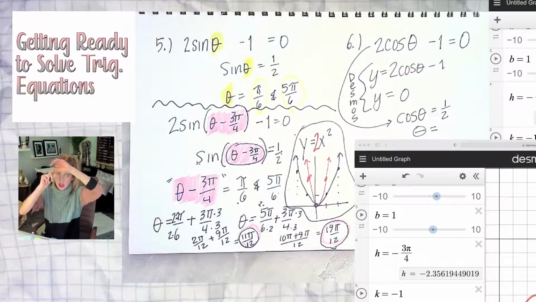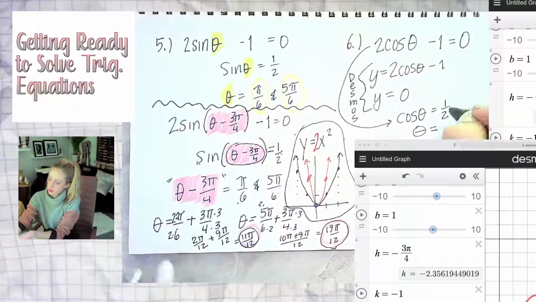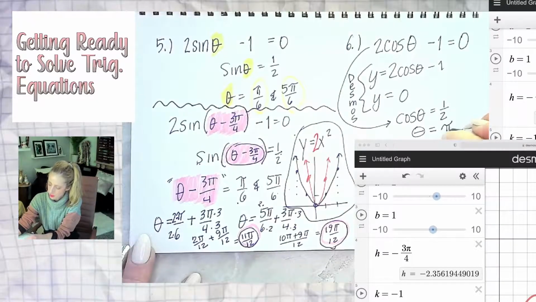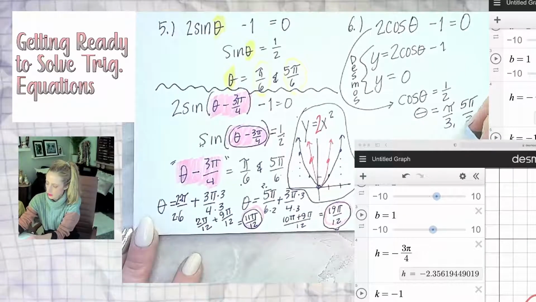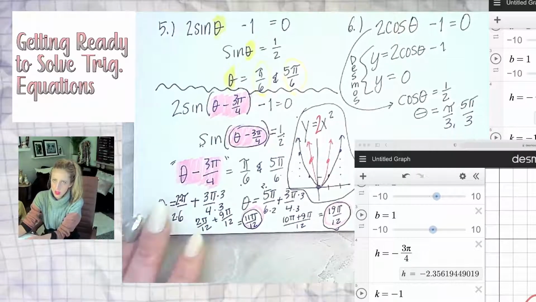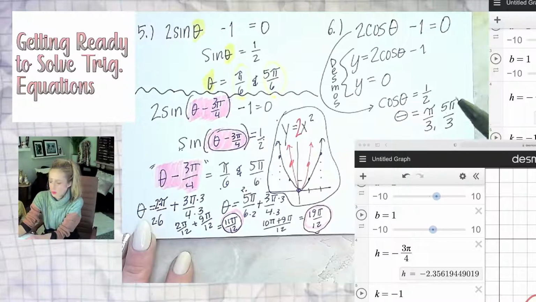So it's going to be the angles over 3. Do you know what they are? It's pi over 3 and 5 pi over 3. Yeah, okay. It's okay. So it would be these two, I promise.